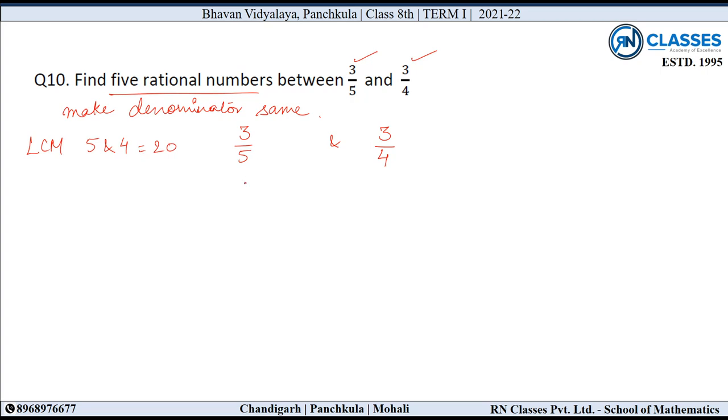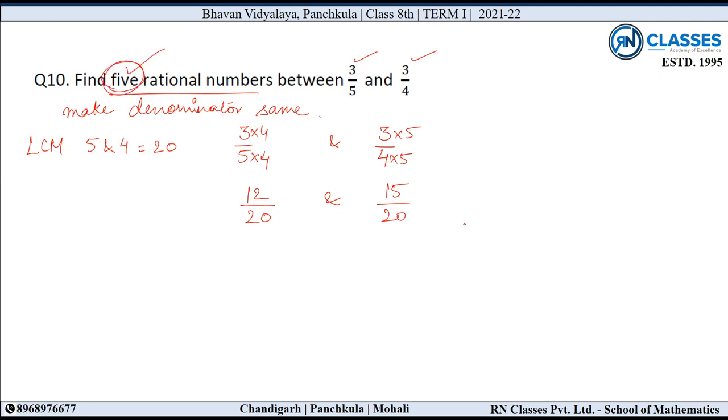LCM is 20, so for 3 by 5, 5 times 4 is 20. So we have to multiply the numerator by 4 as well, because the denominator is multiplied by 4. For 3 by 4, 4 times 5 is 20, so the numerator is also multiplied by 5. 4 3s are 12, 5 4s are 20, and 5 3s are 15, 4 5s are 20. How many numbers can we find? 13 by 20 and 14 by 20. How many do we need? We don't need 2, we need 5.